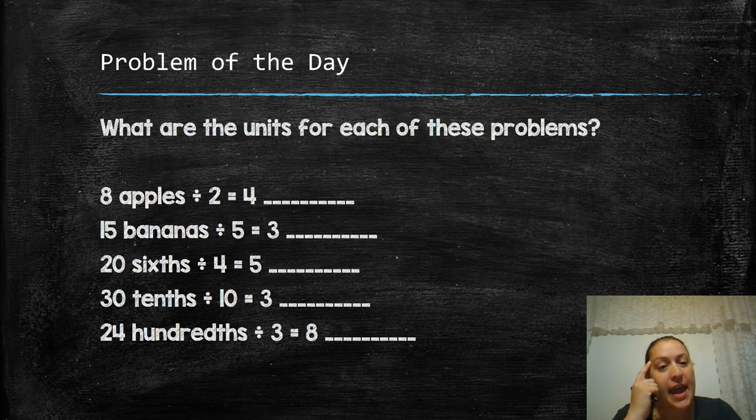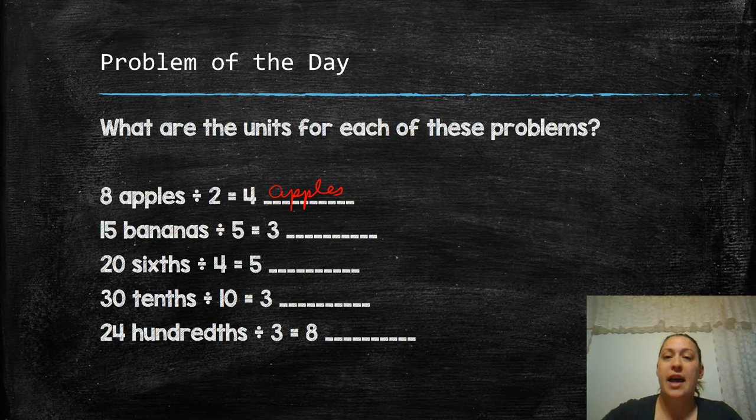If I have 8 apples and I tell you to divide them by 2, how many apples do I have? I would have 4 apples. It doesn't matter that they're not all together. They are still apples. I didn't change them into oranges, right? So they're still apples.